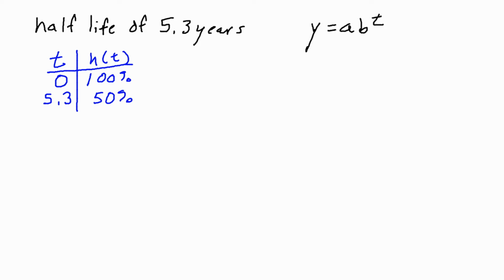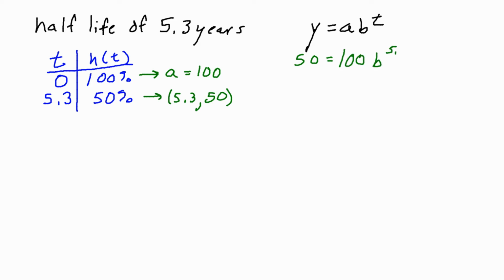So allowing H of T to be a percent, I can say that my a is 100 and that I have an ordered pair where x is 5.3 and y is 50. I can use that information to substitute to find b. 50 equals 100 b to the 5.3 power. Dividing both sides by 100, I have 50 over 100 equals b to the 5.3 power. 50 over 100 reduces to 1/2.